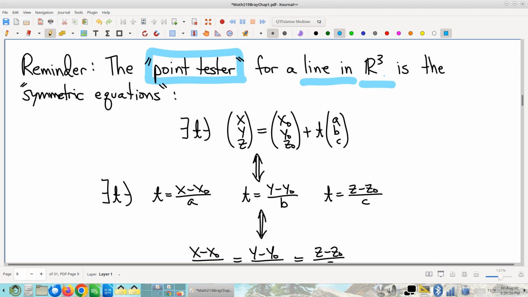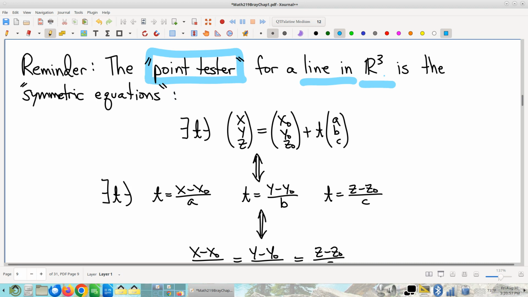Now you might be thinking, oh, point tester, shouldn't we just write down the equation for the line in R3, right? But the problem is an equation of three variables generically gives you a surface, not a curve, right? So there is no equation, basically, asterisk, but basically there is no equation for a line in R3. So what is going to play the role of the point tester?